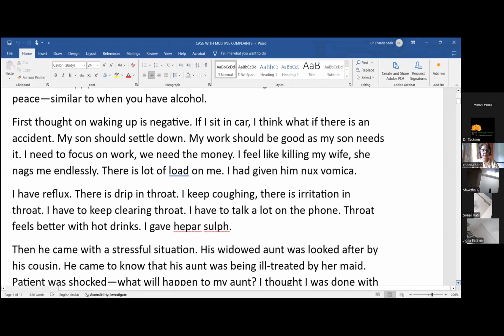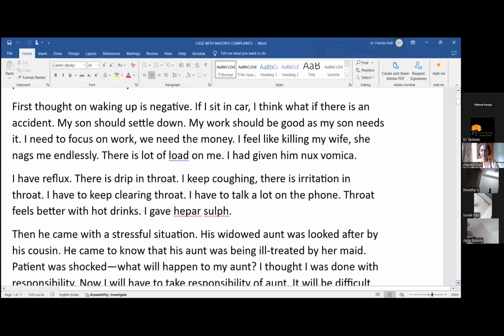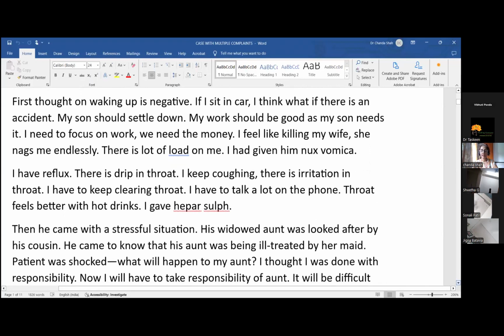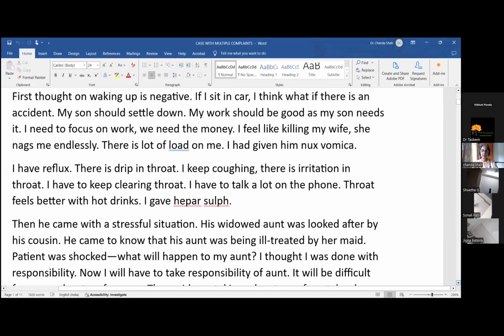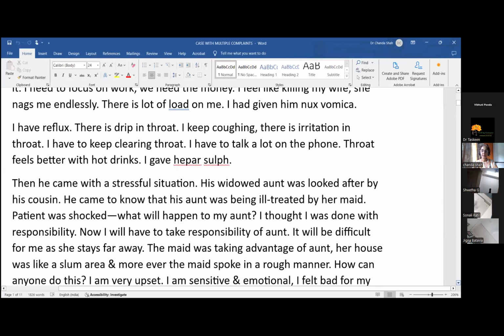Then he came with a stressful situation. His widowed aunt was looked after by his cousin. The cousin had kept a maid for that aunt. Then he came to know that the aunt was being ill-treated by her maid. So this patient was shocked. What will happen to my aunt? I thought I was done with responsibility. Now I will have to take responsibility of an aunt, which she doesn't want to take.